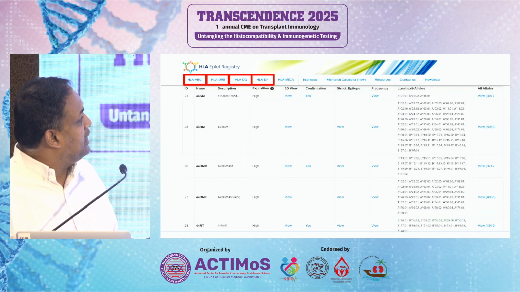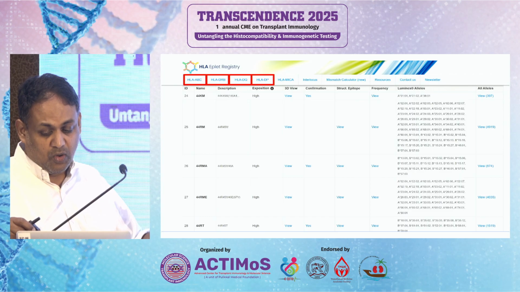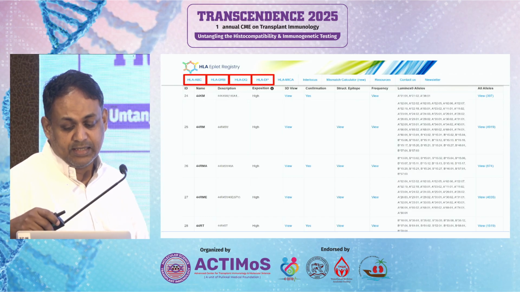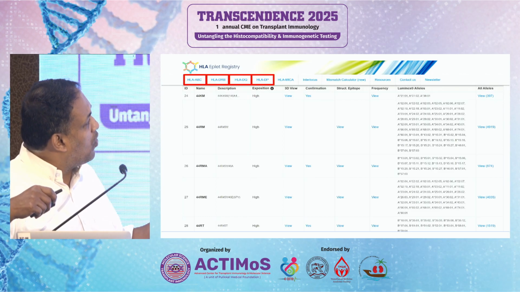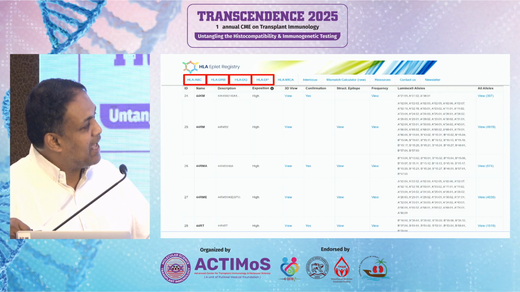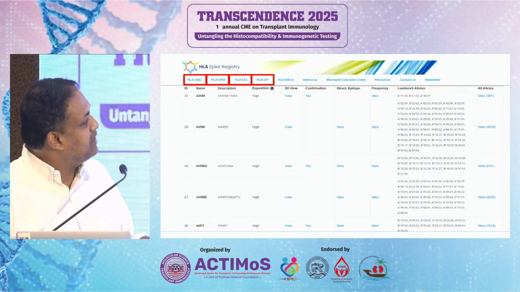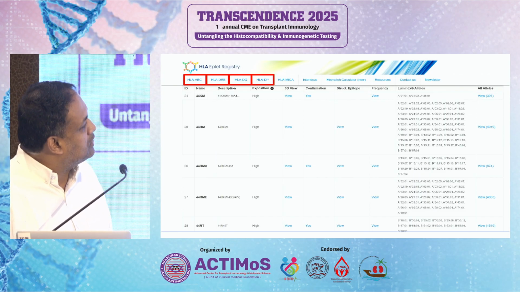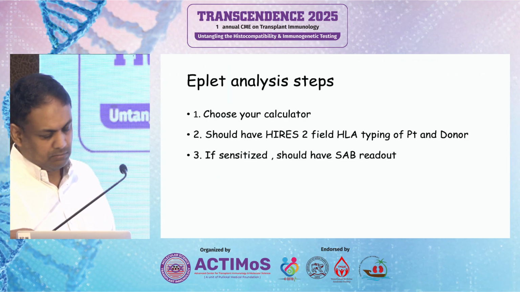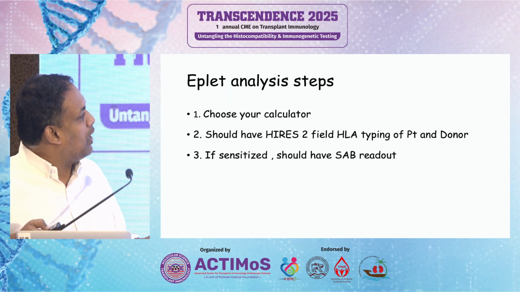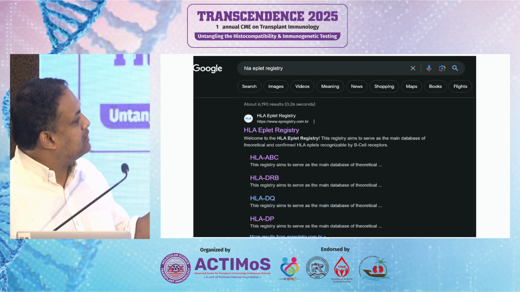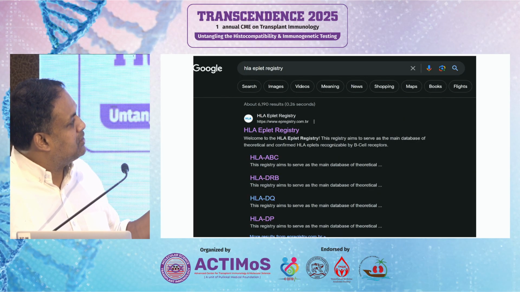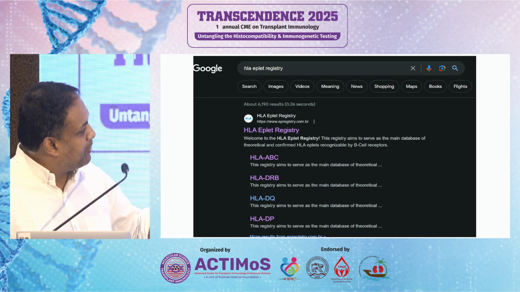And basically, it is a big directory. It has all the epitope data. It is owned by a Brazilian consortium, but they are doing a great job. So we have all the epitope information, which epitopes all antibodies and antigens have. It's a complete directory, I would say. So basically, you have to have a high-res typing, and we populate this into the HLA Eplet Registry. So you Google it, you get the HLA Eplet Registry.